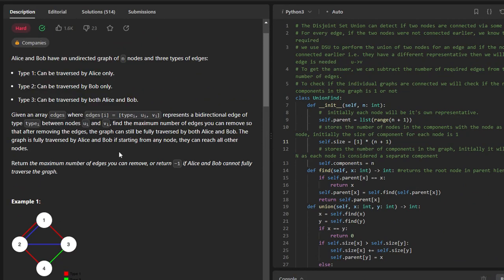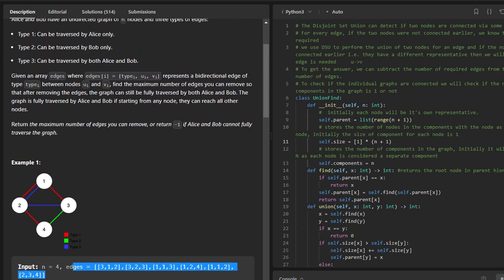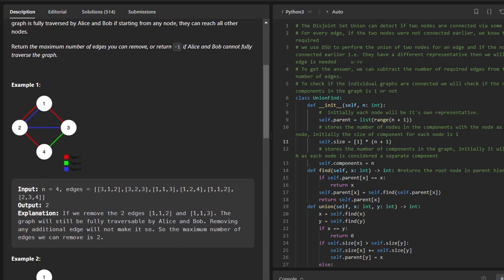Now let us come to the second input, that is the edges. We are given an edges array, and each edge has three integers. What are they? The first integer represents the type of the edge, whether it is type 1, type 2, or type 3. The other two integers represent the source and the target of that edge. For example, if we have this, that means there is an edge between 1 and 3 of type 1. Type 1 means this red color, you can see here.